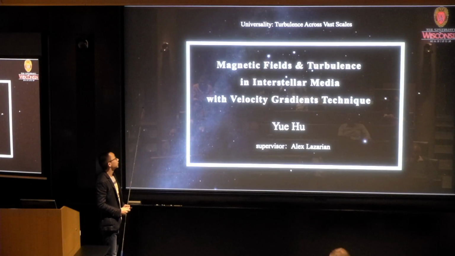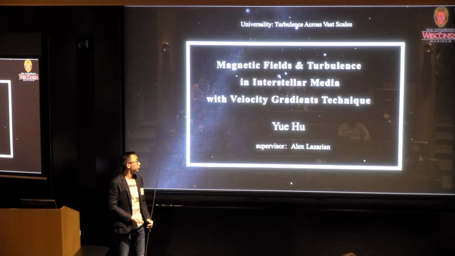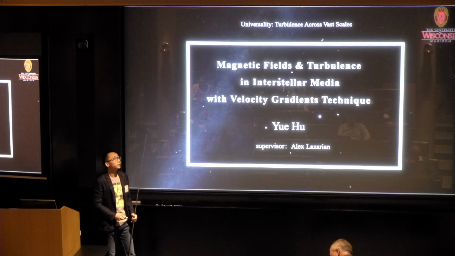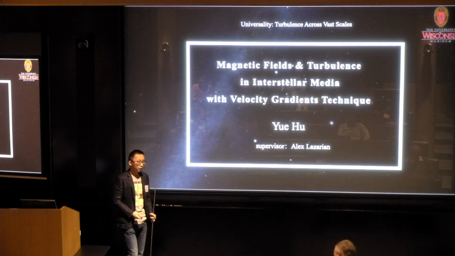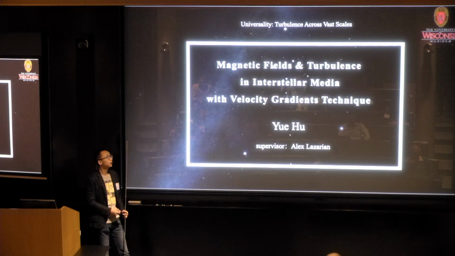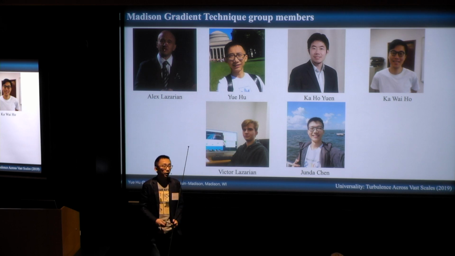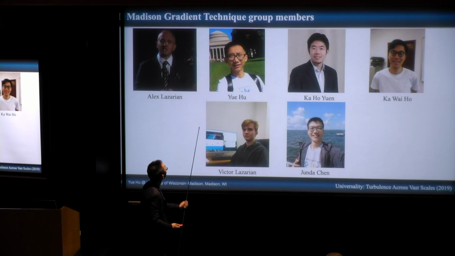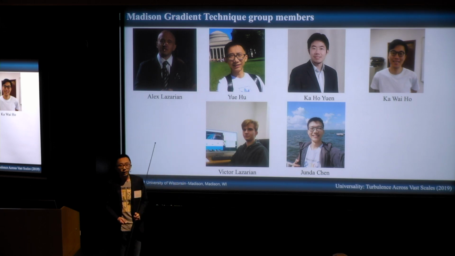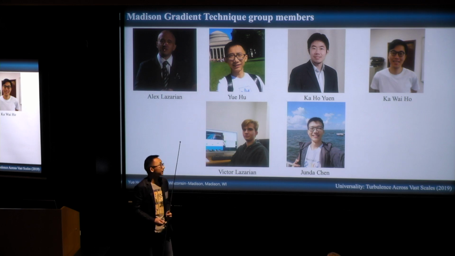Hi, I'm Yue Hu, and I'm from the University of Wisconsin-Madison. I'm working with Professor Alex Lazarian, and today I would like to talk about the magnetic field and the turbulence in interstellar media with the velocity gradients technique. The velocity gradients technique is a new tool developed by our group to study the magnetic field, and there are a lot of people working on it. Here are our group members working on the gradient technique. And we think that's a very interesting topic, and we welcome people to join us.